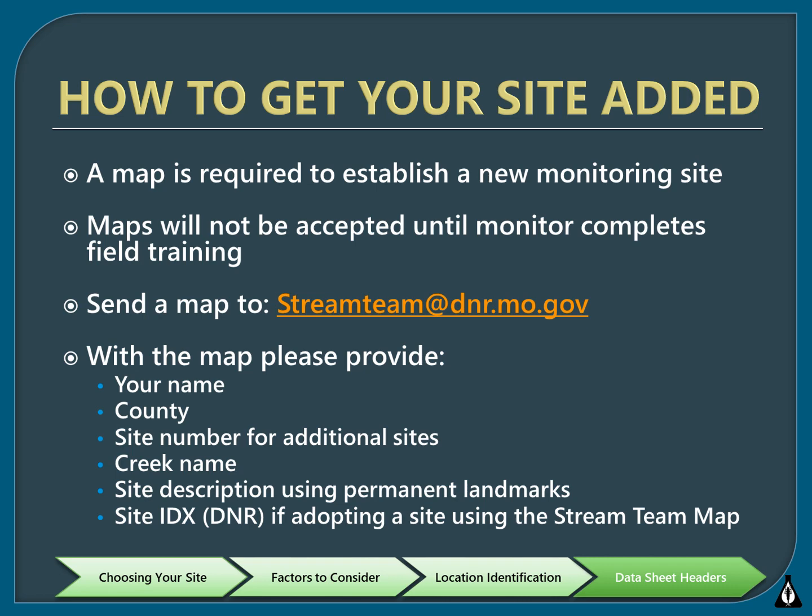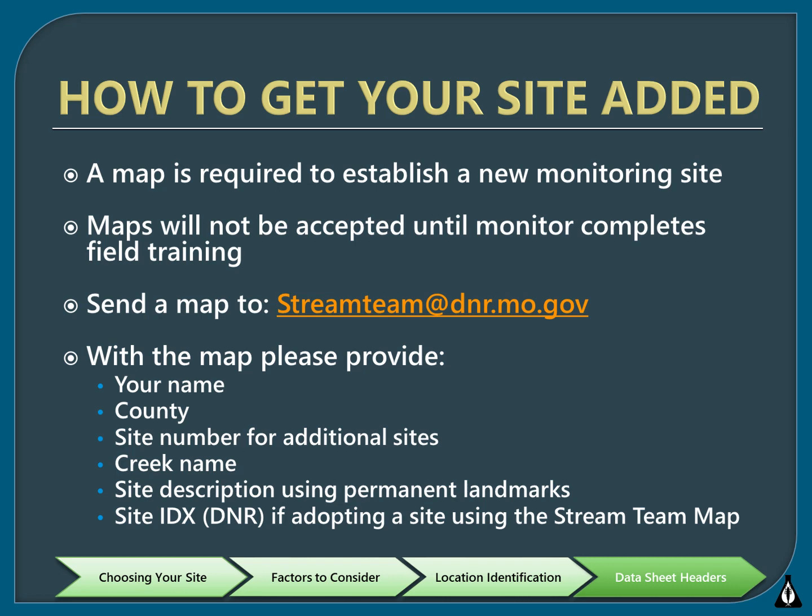Also keep in mind that when you're providing a map, please be sure to identify your location on the map, as well as provide a physical site description using permanent landmarks. It is also helpful to provide your name, the county in which you're monitoring, any additional sites and number them, and your stream name, which could be tributary to.